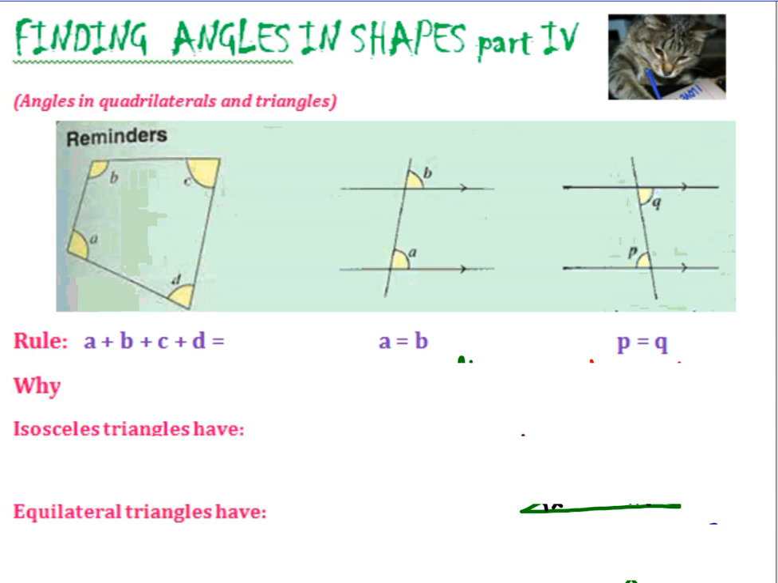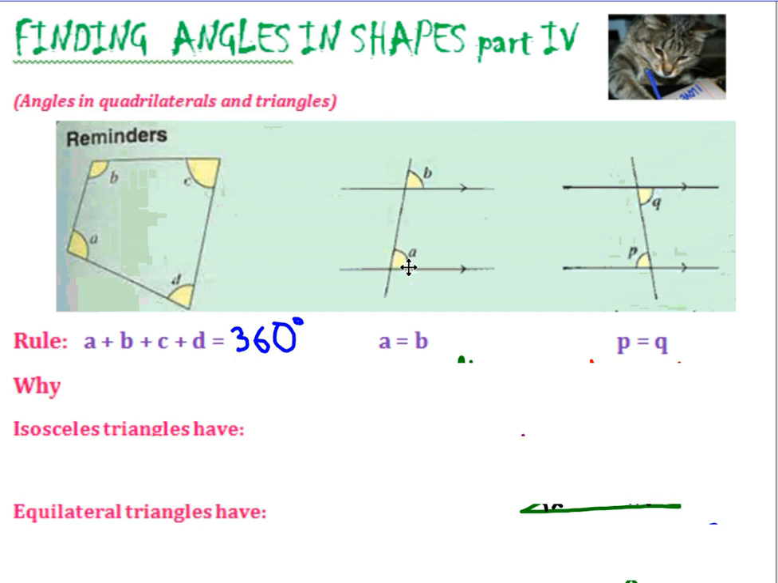Cool. So the rule for angles in quadrilaterals: angles in a triangle add up to 180 degrees, that's right. Whereas for a quadrilateral, A plus B plus C plus D, what do they happen to add up to? It's fine if you don't know already. They add up to 360 degrees. Sweet. So that's a little rule. A plus B plus C plus D. In a quadrilateral, the angles add up to 360 degrees. Don't forget that in a triangle, the angles add up to 180 degrees.